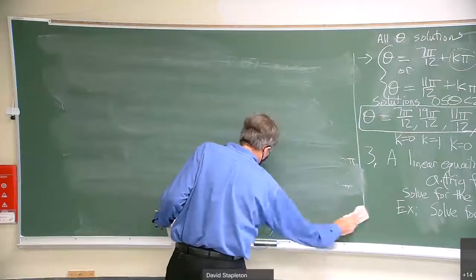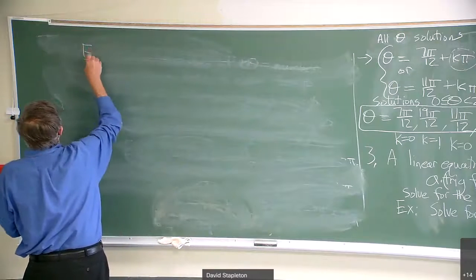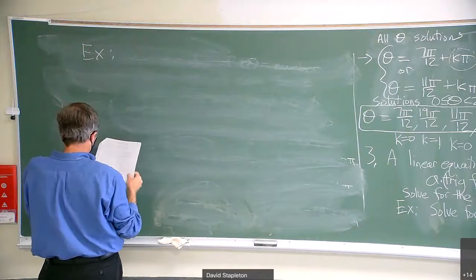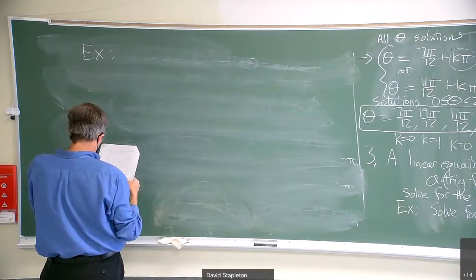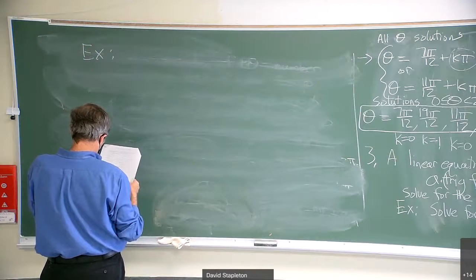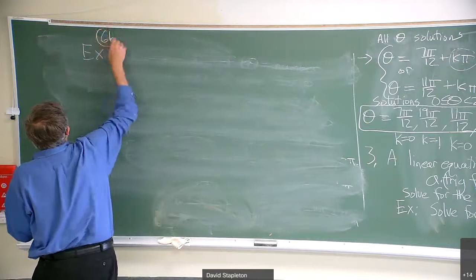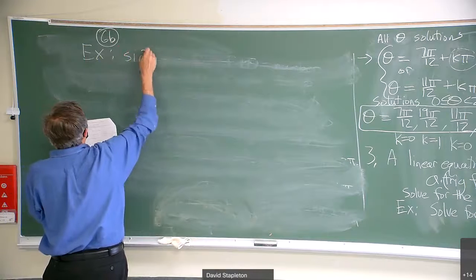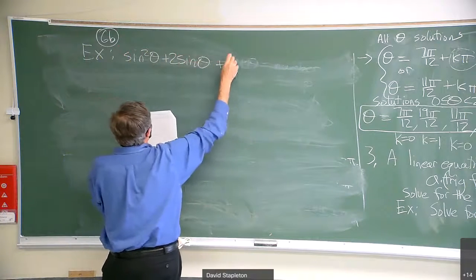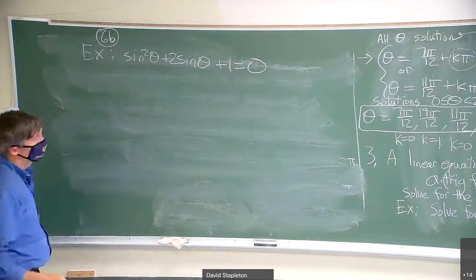We did one of these last time. Here's a different case. Suppose I want to solve, here we go, 6b. The sine squared plus 2 sine plus 1 equals 0. How can I solve that one?